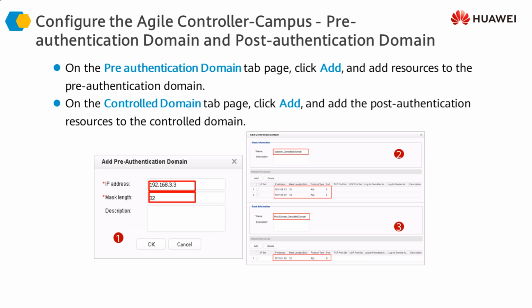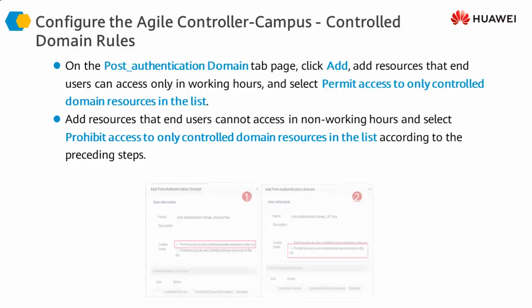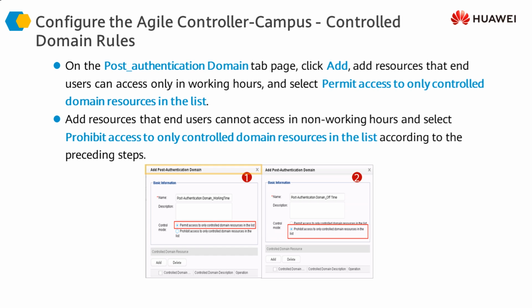So this is your post-authentication server, which we need to add to the control domain. In the next step, we move to adding resources, defining action in the post-authentication domain. We add the isolation domain, or from the previous step, the two types of resources we added to the control domain. We add those resources here, and either we permit access to those resources or we prohibit access to those resources. And these two actions, or these two post-authentication domain resources, will be used in the next slide, where we are going to create a SACG policy group.